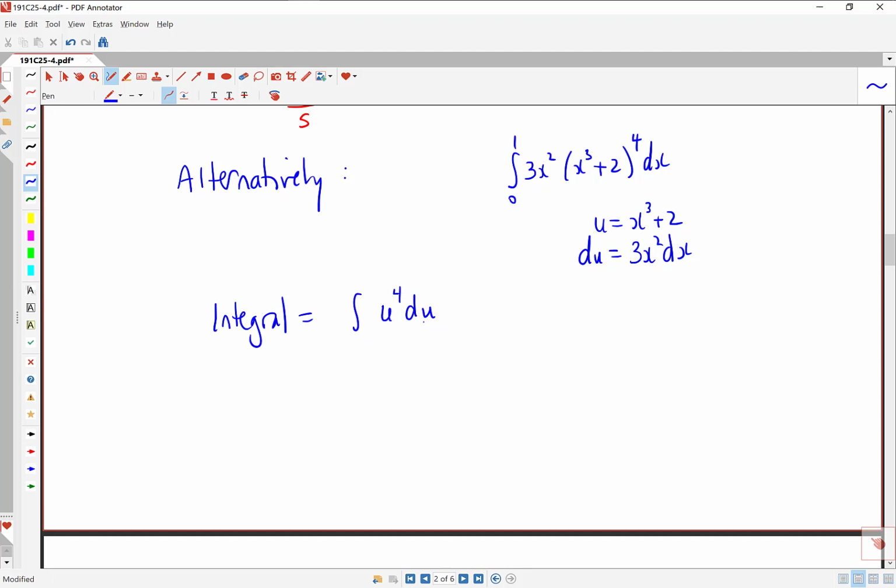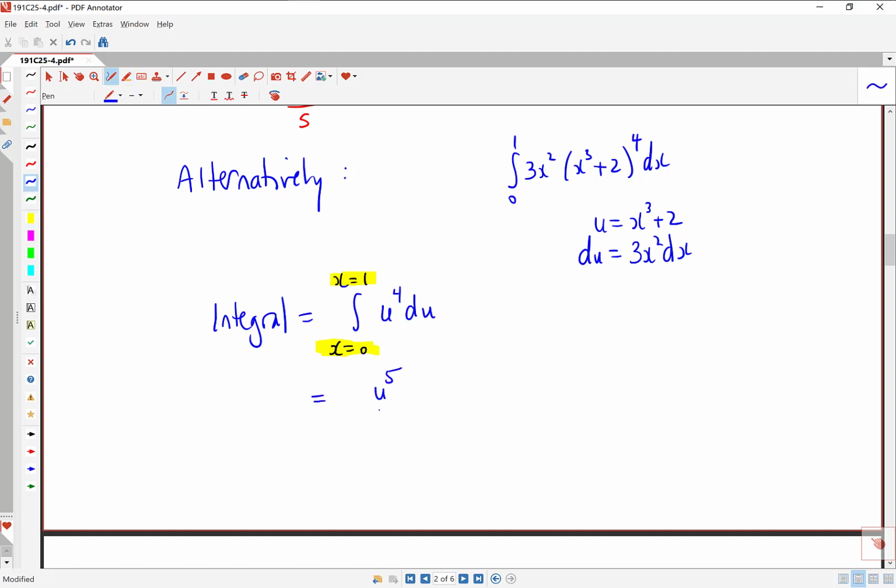But if I don't feel like changing the x values over into u values, what I can do is write x equals 0 and x equals 1 here. It's definitely not okay to just write 0 and 1, because that would imply that those are u values. But if you write x equals 0, x equals 1, that's perfectly fine. So then you would do your integration.